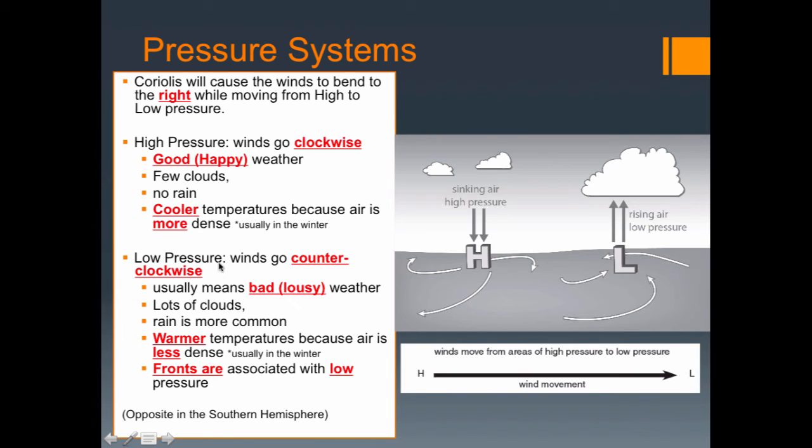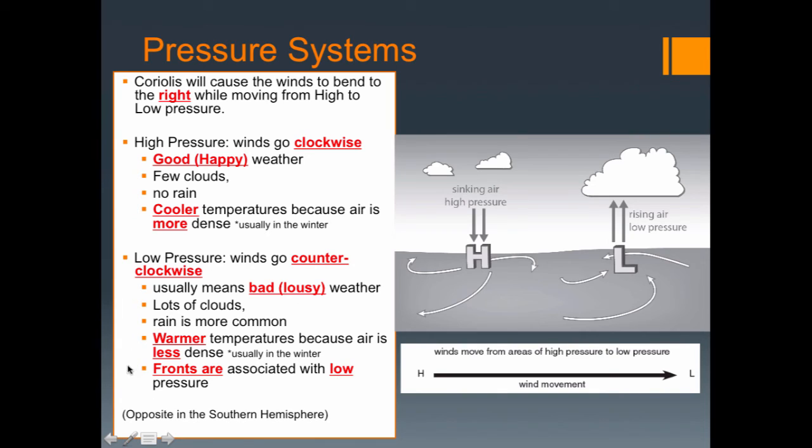And low pressure, I want you to think about it as lousy weather. So L, lousy weather. Well, what does lousy weather look like? It's lots of clouds, it's dreary, it's rainy, it has warmer air temperatures because it is less dense. So it's like real humid and sticky. And fronts always are associated with low pressure.